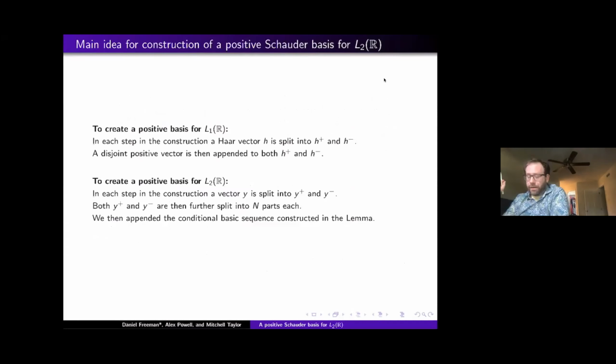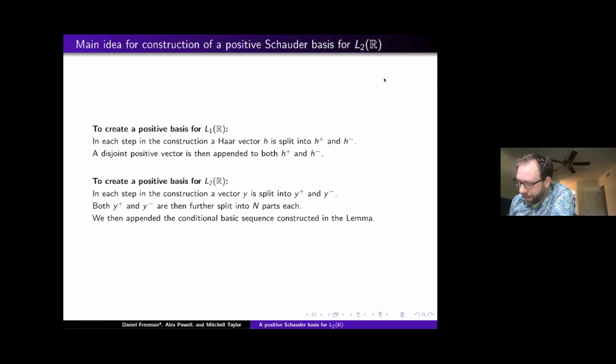Okay, so that's our key lemma. And so now I'll talk about the idea for how we use that to construct the positive Schauder basis for capital L2. If we think about the Johnson-Schechtman construction for L1, in each step, they took a Haar vector, split it into a positive part and a negative part, and then they added on a positive part disjoint to both of these. And so they split their vector into 2 pieces and added on an extra piece. And then we saw that that's not going to work for any p bigger than 1.